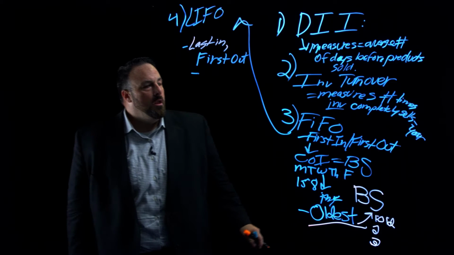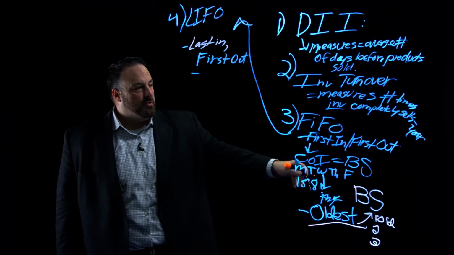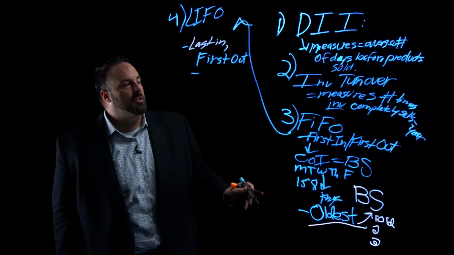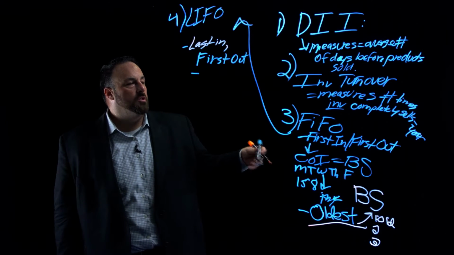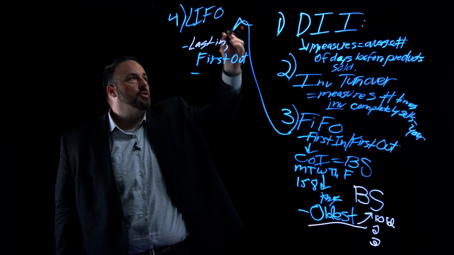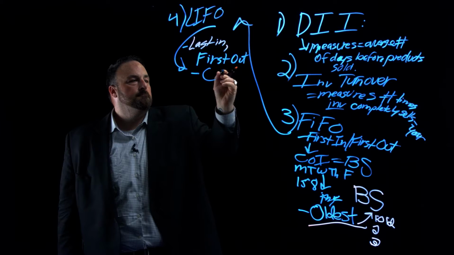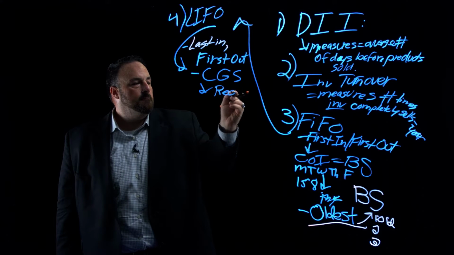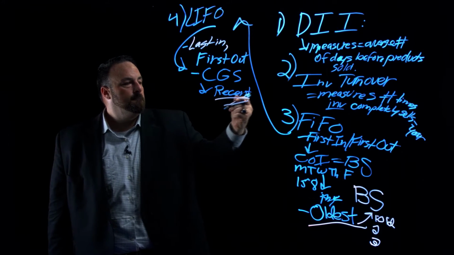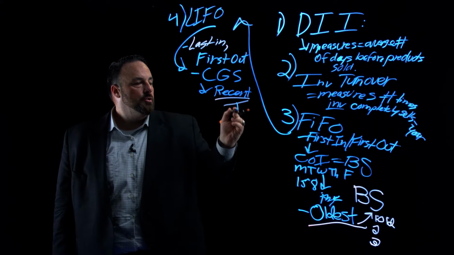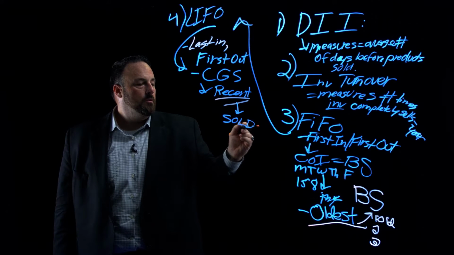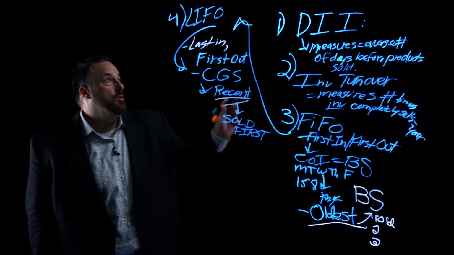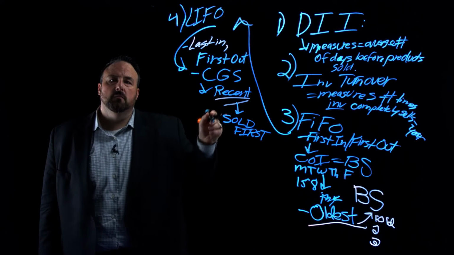Okay? Now, the oldest items were recorded first as sold in FIFO. Not the case in LIFO. Most recently produced items are recorded as sold first. Hence, the cost of goods sold would be highly attributable here. So this goes right into cost of goods sold. Okay? But most importantly, the most recent produced items are recorded sold first. Just the opposite in FIFO, okay?